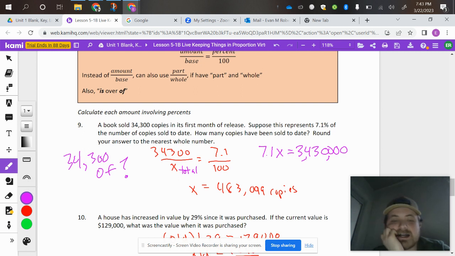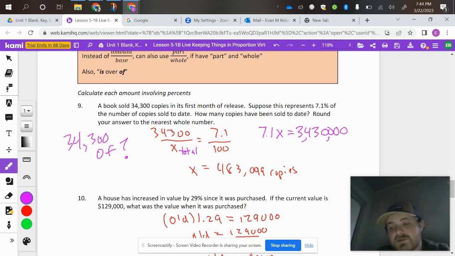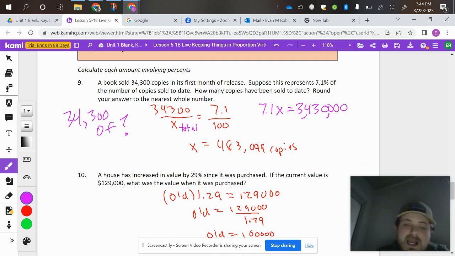Last one here. So our house, this is great. I would love if this would happen. A house is increased by a value of 29% since it was purchased. The current value is 129,000. What was the value when it was purchased? So this is kind of getting at the concept from the previous page that you could have done, where you had that old value times however much it went up or down, and then the new value.